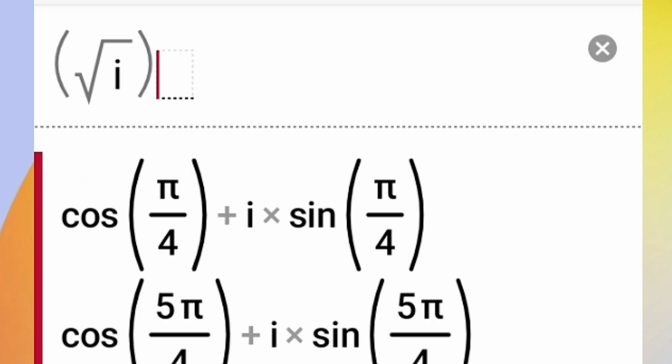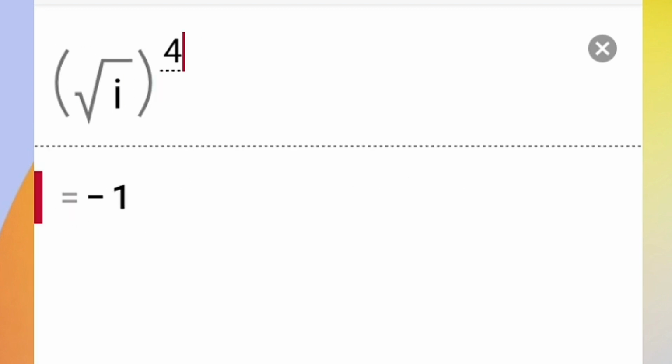So if I add a bracket here and raise it to the power of 4, what will that give us? Wow, can you see that? It is equal to negative 1. But the former was positive 1. And negative 1 is never equal to positive 1. So now let me use another calculator, which is an online calculator and also a worldwide recognized calculator, Wolfram Alpha.